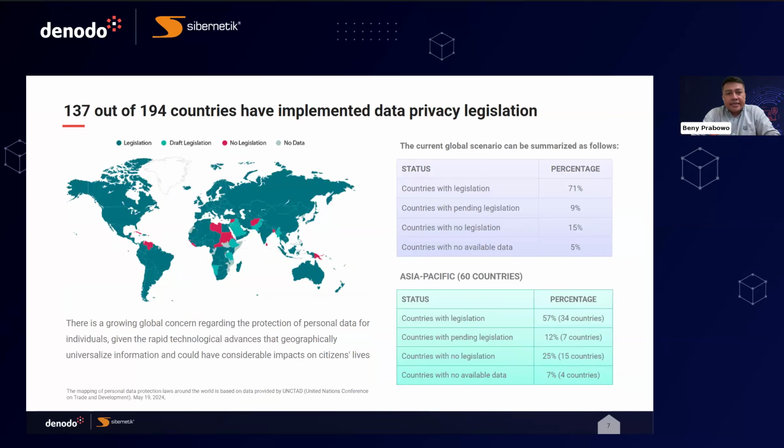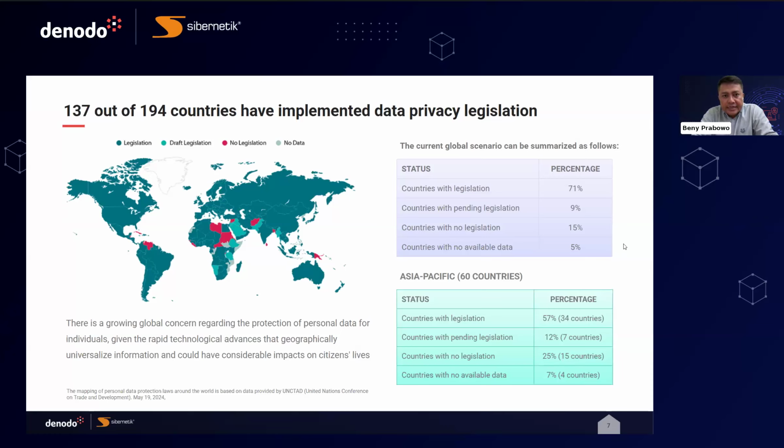Okay, let's take a look at this map. This is a global map that we captured from DPI. The protection of personal data is important in an increasingly digital world. Rapid technological development has made information more accessible and borderless. But this also brings a higher risk, especially if strong regulations are not in place to safeguard citizen data.